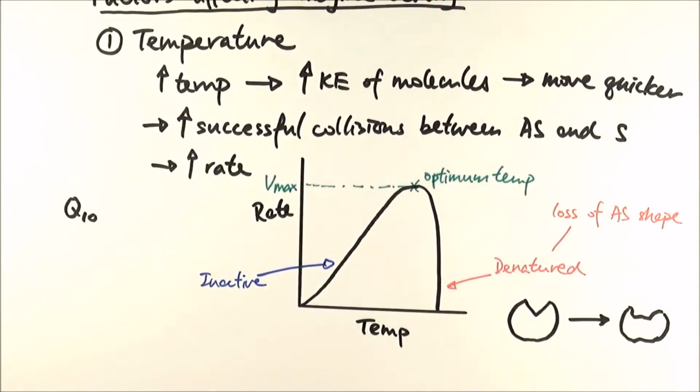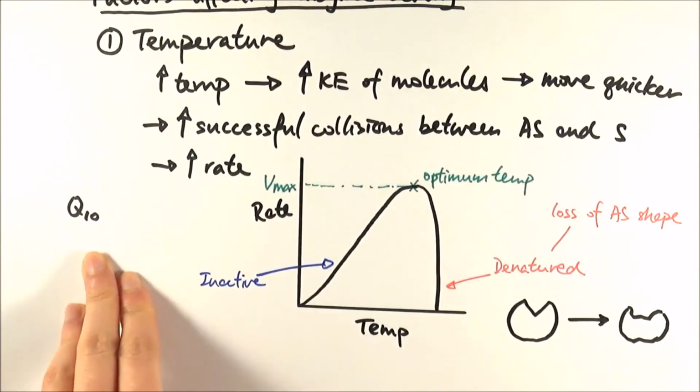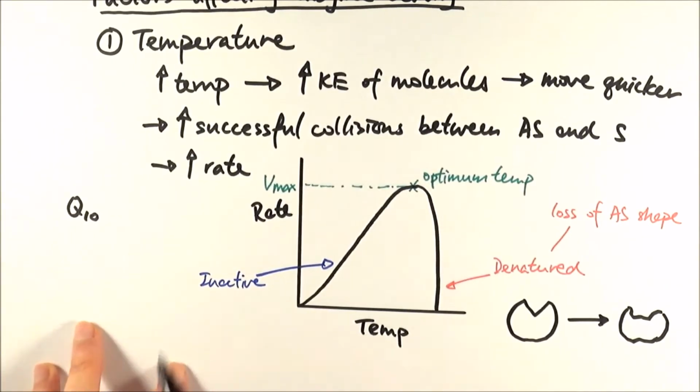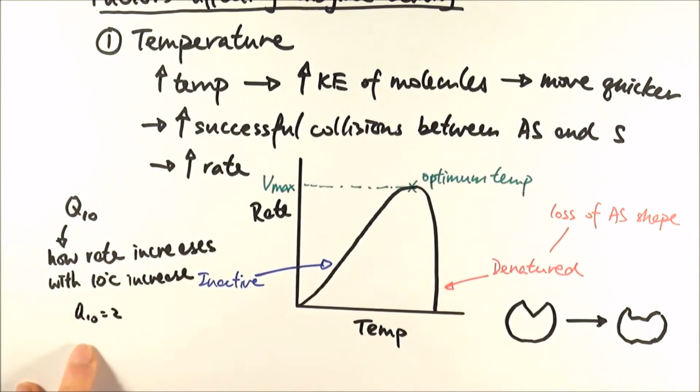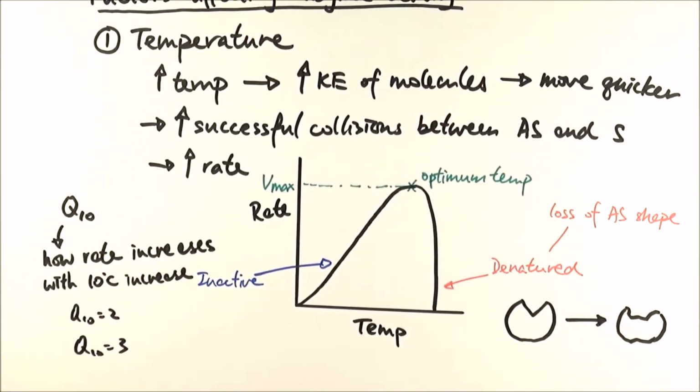and in that sense you will then break the active site, and that's the explanation for it. There's a particular quantity term that you need to know, which is called Q10. The number of Q10 represents how the rate increases with every 10 degrees Celsius increase. So for example, if we say Q10 equals 2, that means the rate is doubled every 10 degrees Celsius increase. If we say Q10 is 3, it means the rate triples with every 10 degrees Celsius increase. So it really depends on what it is.